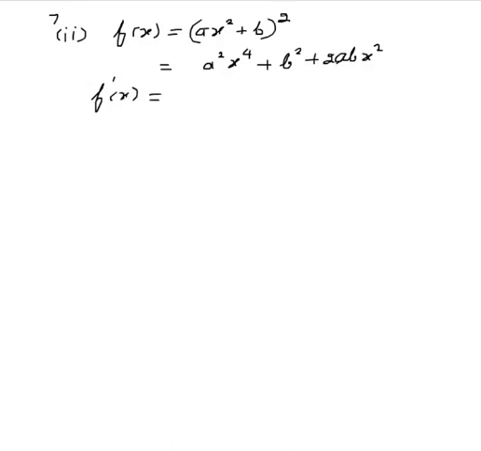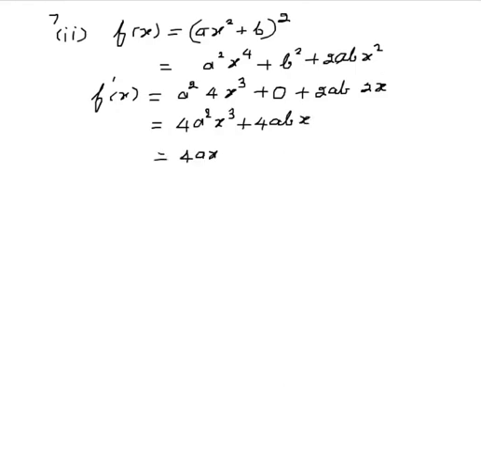F dashed of x is, a square is a constant, keep the constant and find the differential of x power 4, which is 4x cube. B square is a constant, derivative becomes 0. 2ab is a constant and differentiate x square, which is 2x raised to 1. Therefore, the answer is 4a square x cube plus 4abx. 4ax is common. We get ax square plus b.